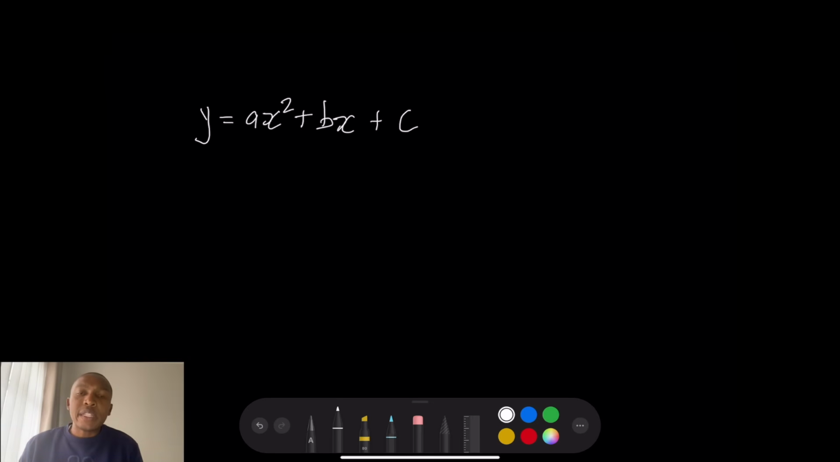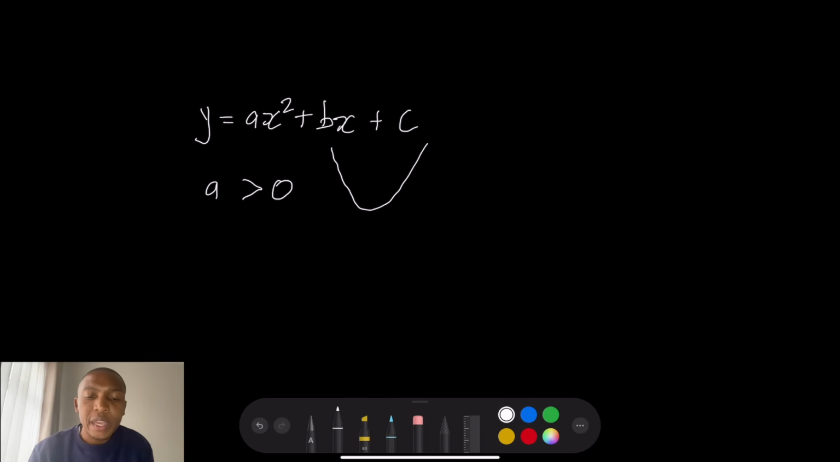Now, there are several things that we are supposed to look at when it comes to the parabola. When the value of a is greater than 0, meaning a is positive, then the type of graph that we are supposed to expect is a smiling graph. It's a parabola that is shaped in this way. We call it concave up.